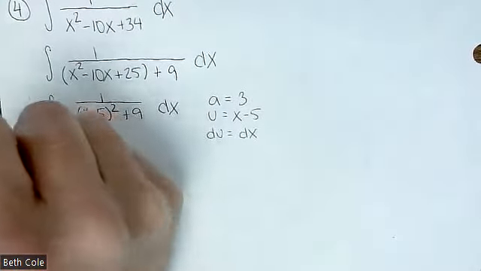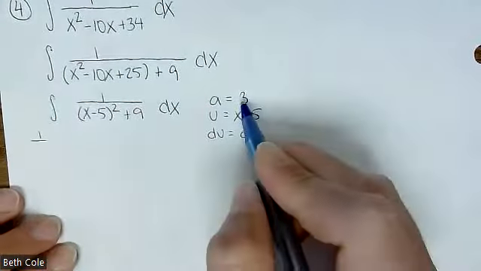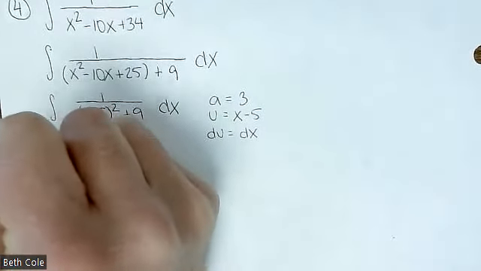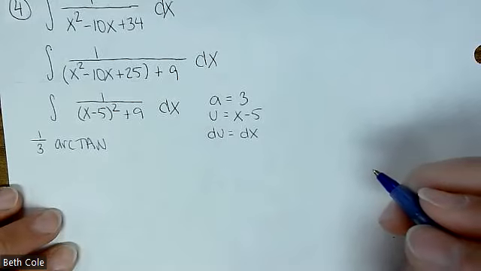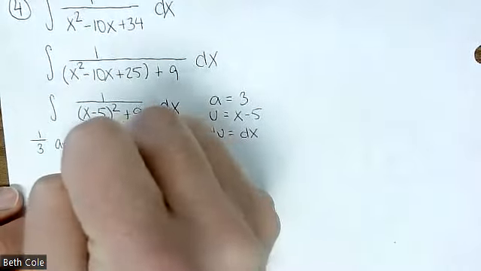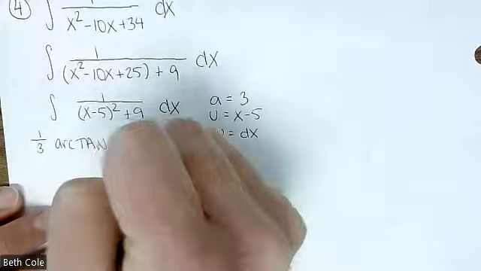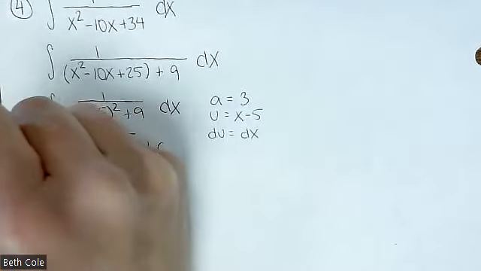So out front, you're gonna put 1/3 arctangent of what? U over, good. So x minus 5 over 3 plus c.